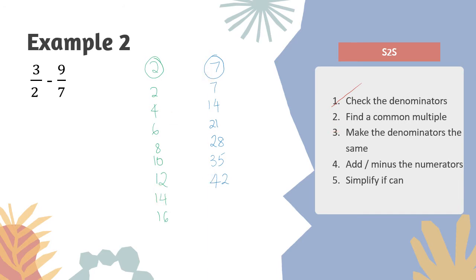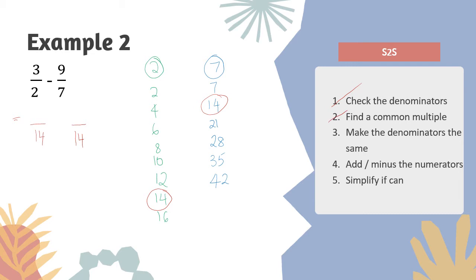Next, we need to find a common multiple. Common here means the same. So let's find if there is a common number between 2 and 7. So we have 14 here and we have 14 here. So the first number that you see that is the same is 14, which means you need to make the denominator 14. So that is step 2.